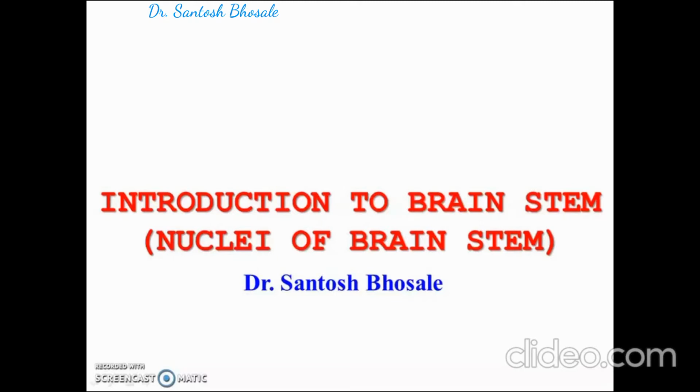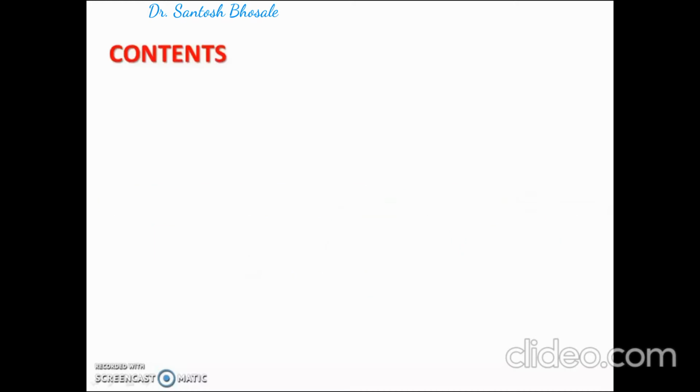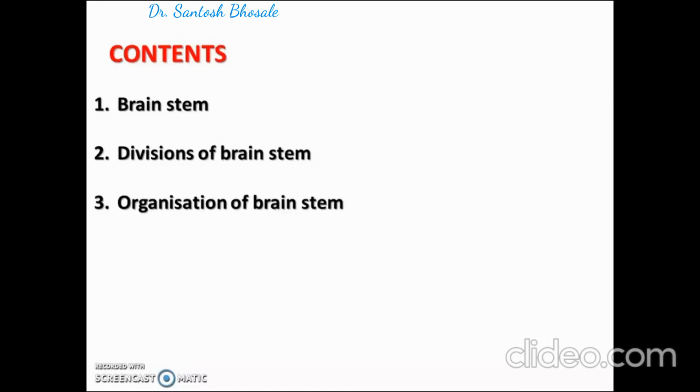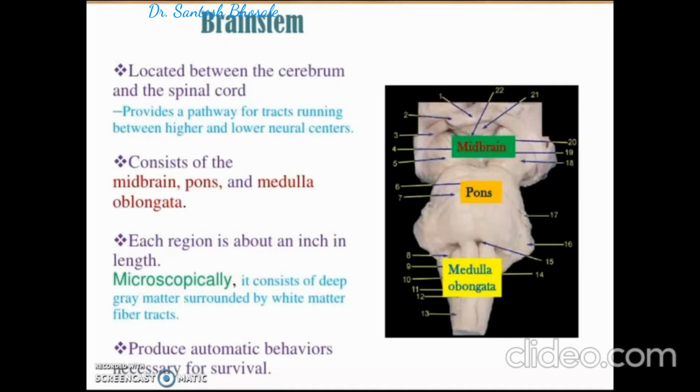In that we will see nuclei of the brainstem and their organization and location in detail. In the previous video we have discussed about the brain surfaces, features and sulci and gyri and how the brain is divided into different lobes. Today we will see the brainstem under following headings. First we will see what is brainstem, the divisions of the brainstem, how the gray matter and white matter are organized in the brainstem. Then we will see the nuclei of brainstem in detail.